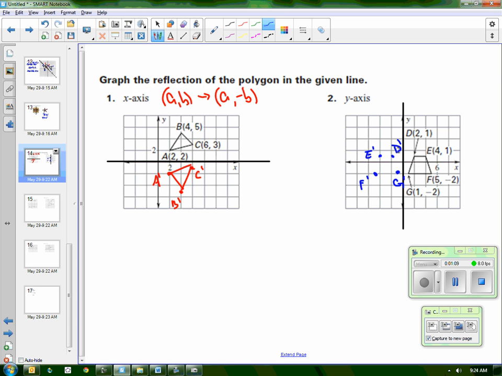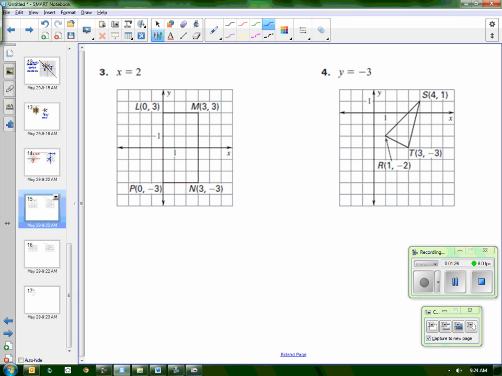That's my E prime. So you end up with a trapezoid like this, and the rule for reflecting in the y-axis, A, B is going to map to here. The A value flips, but B stays the same. So if this was positive 2, this ends up being -2, and they have the same y coordinate.